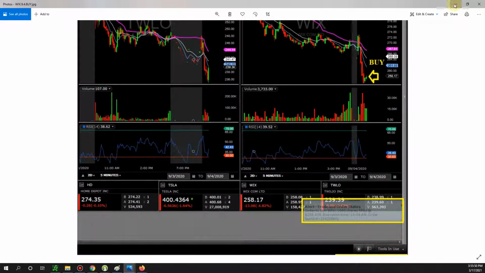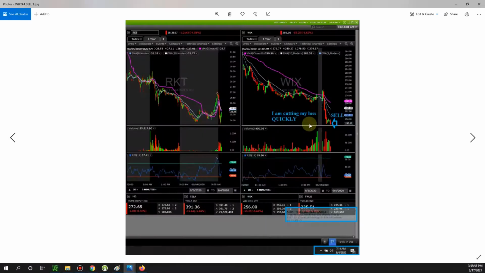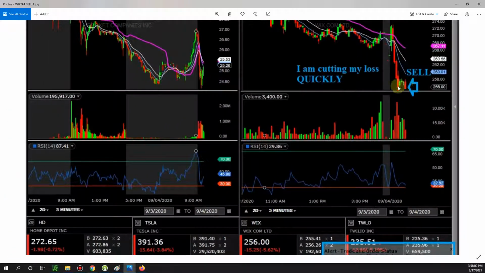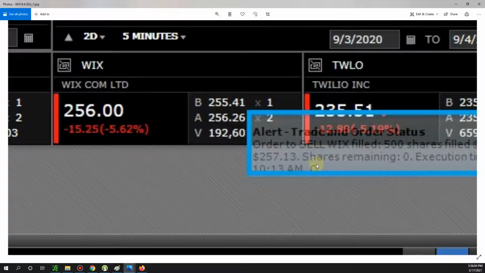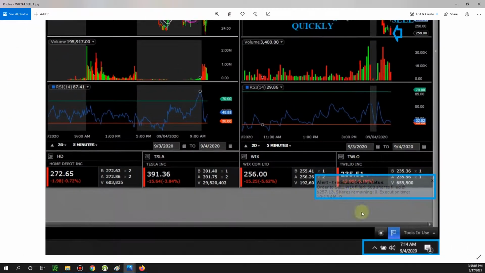So let's minimize this and go to right here. See that? And that happens. That's why I had to cut my loss. You can see right there, right? Sell. I exited the whole entire position. So not like a $1,000 loss, but it moved. This thing over here, it's kind of hard to explain, but you get the idea, right?